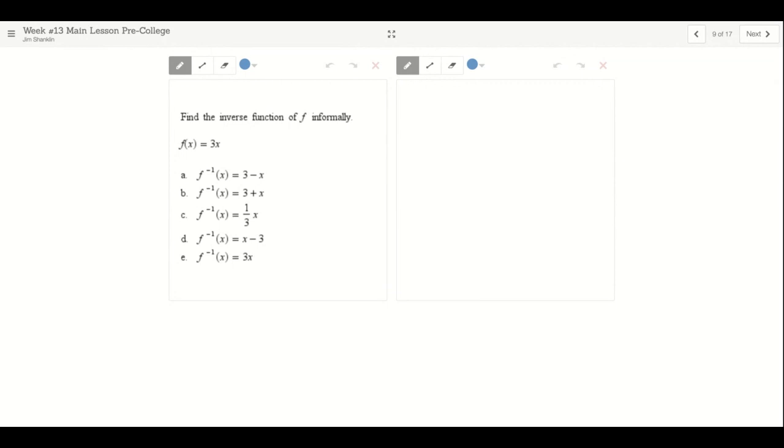One-third x. Okay, so letter C. If I was going to do this problem, the first thing I'm going to do is rewrite it as x equals 3y, divide through by 3, and I'm done. The inverse function is x over 3, or 1/3 x. Both of them are the same thing.